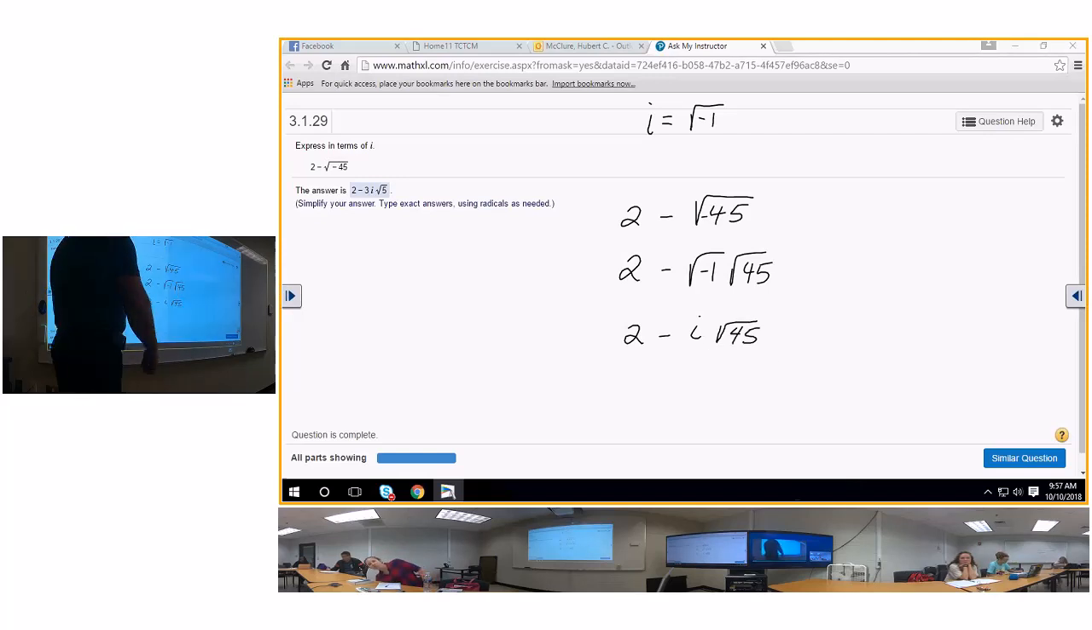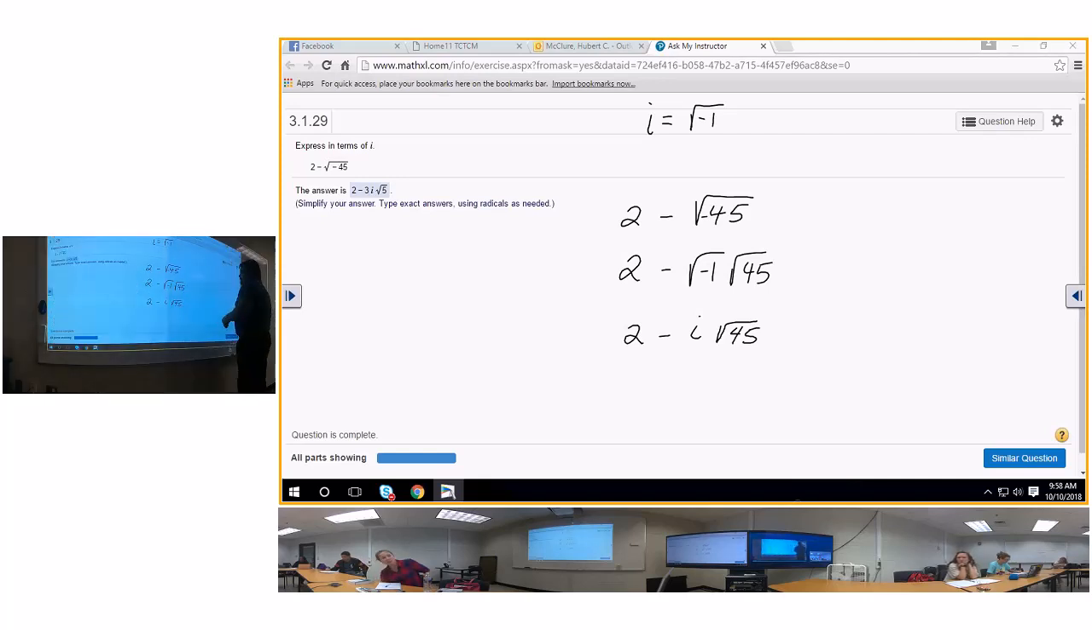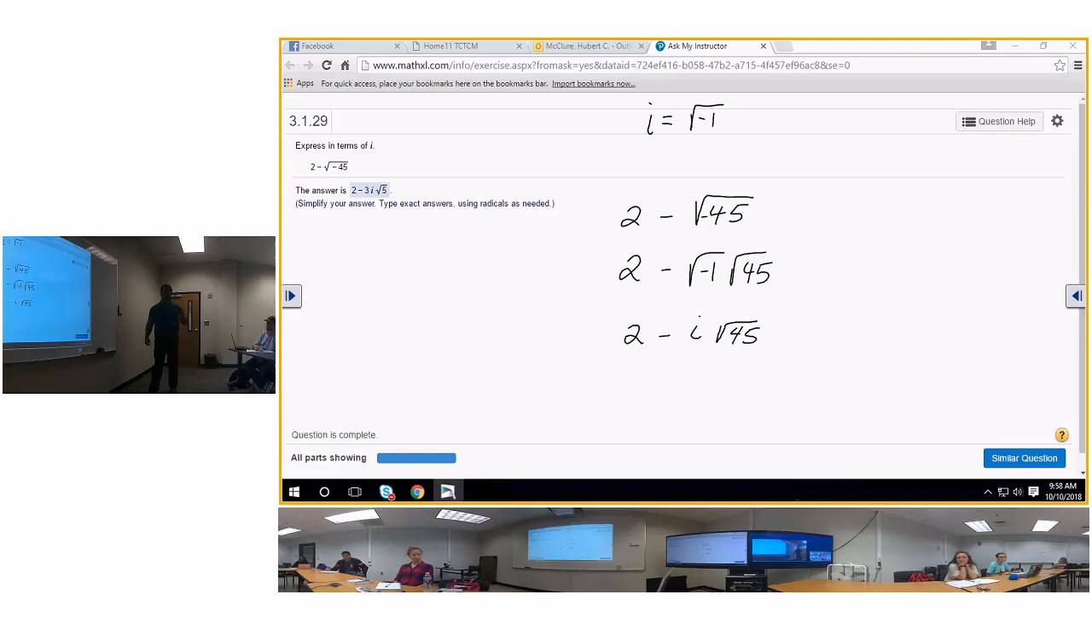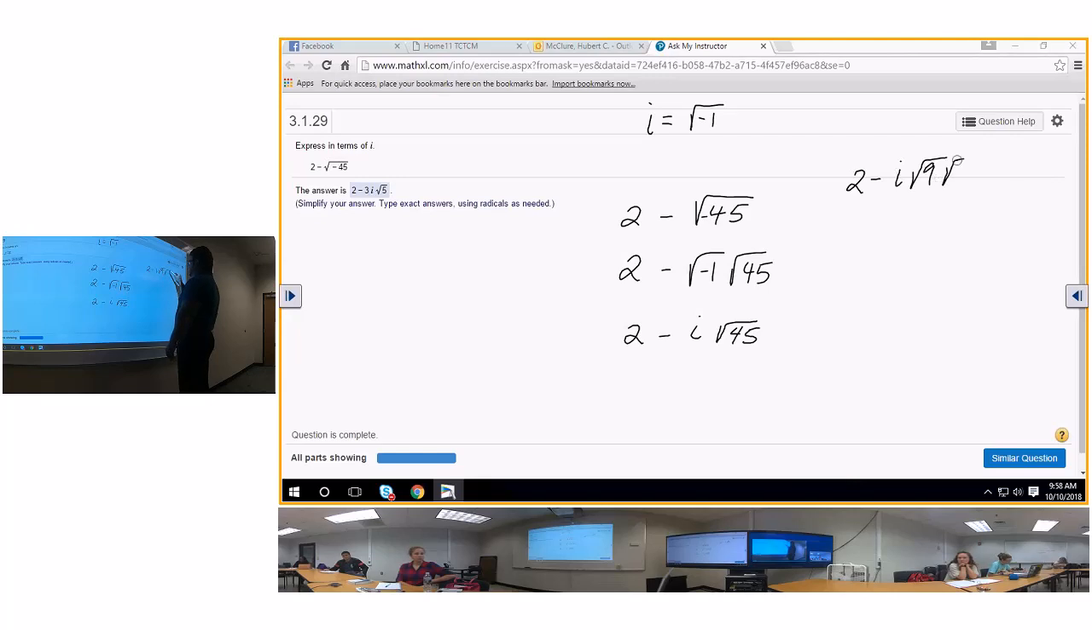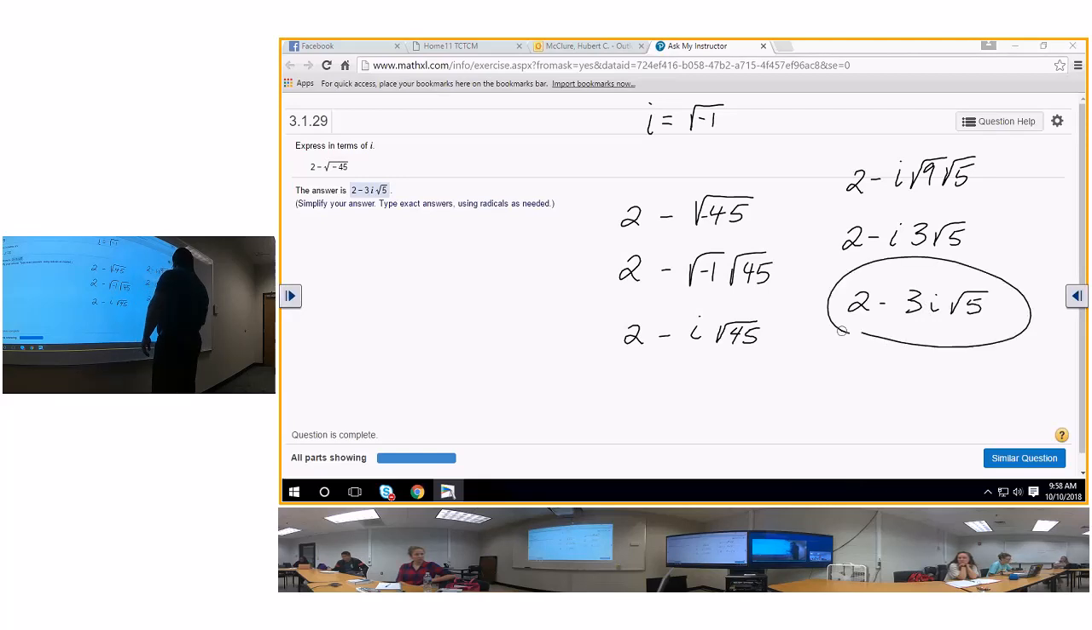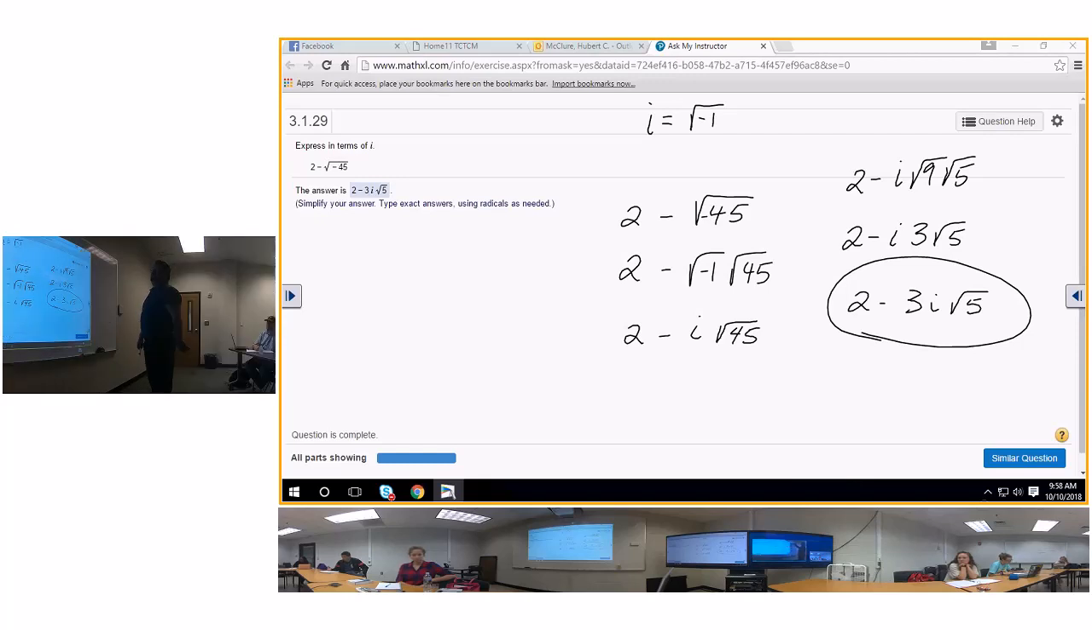Okay, now you have got it in terms of i, but you're not finished because it's not in terms of perfect squares. All right, now I'm going back to pre-algebra, algebra 1. So you should be able to break up 45 into perfect squares. 2 minus i square root of 9, square root of 5. What's the square root of 9? 3. And now you have 2 minus 3i square root of 5. Now it does not say write it in any type of answer, so you can write it in that answer. It should be correct.